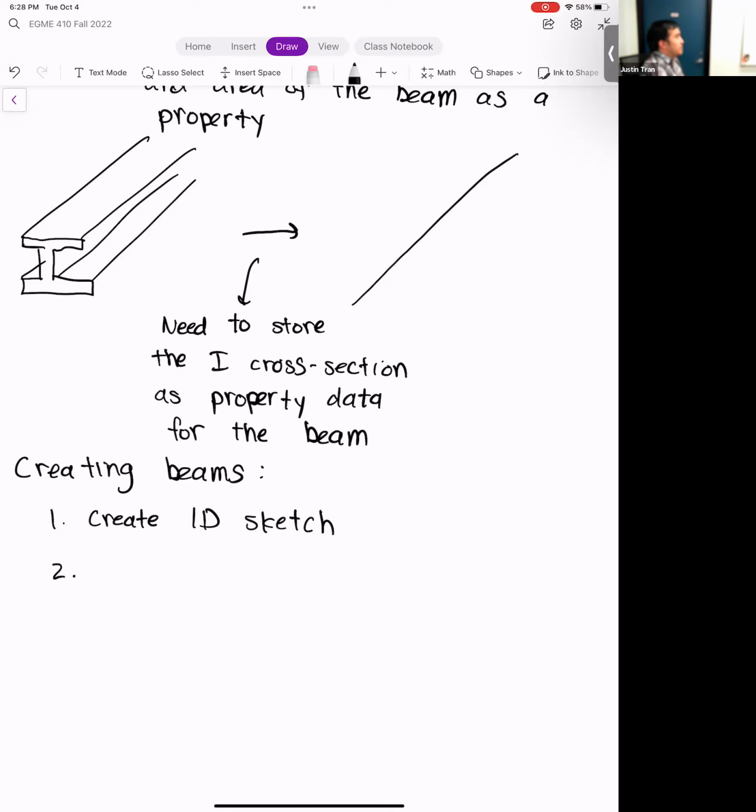Of course, that's not very common, because that requires you to build the CAD model from scratch. What's more common is to take an existing CAD model and extract out the beam type geometries.